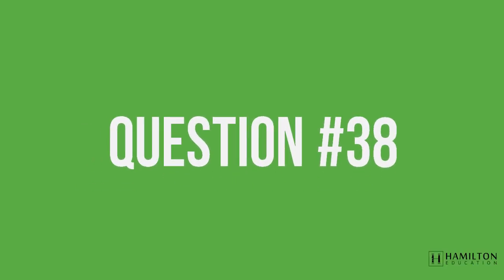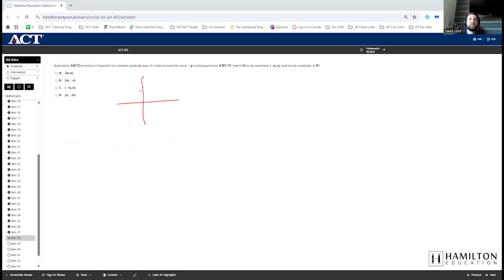Quadrilateral ABCD lies entirely in quadrant 2. It's reflected across the line y equals x. So this is very interesting. If you have a point A, comma B here, and you reflect across the line y equals x, the point switches to now B, comma A. It's almost like the y becomes the x and the x becomes the y. And that's a good way to remember it: y equals x, or x equals y.